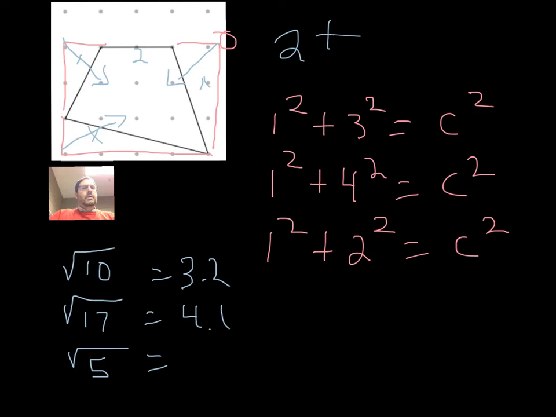And the final one, I need to find the square root of 5, so I plug that into my calculator, and I get 2.2360, and it goes on. That's going to remain 2.2.